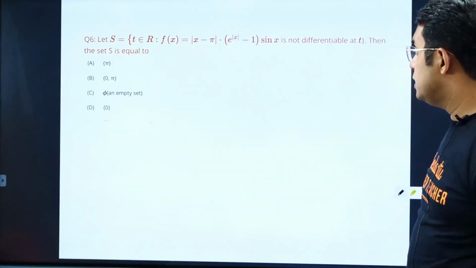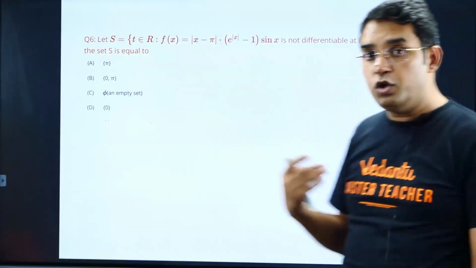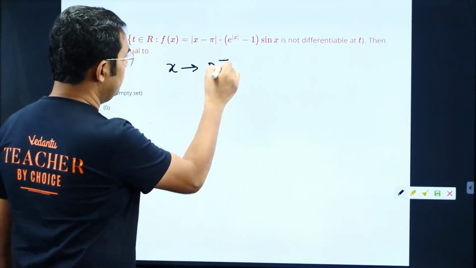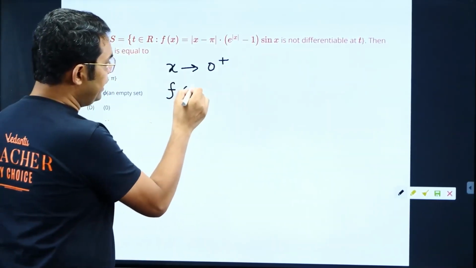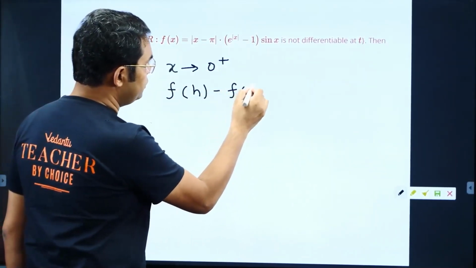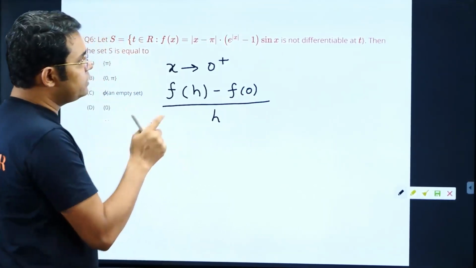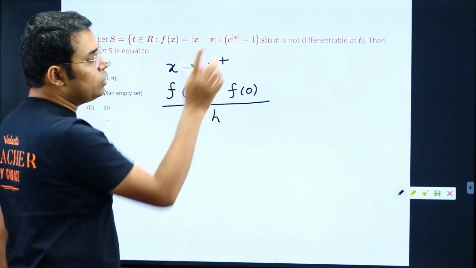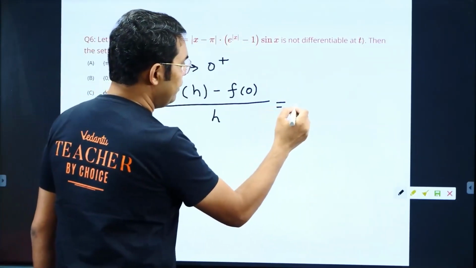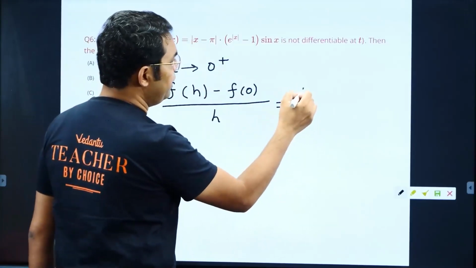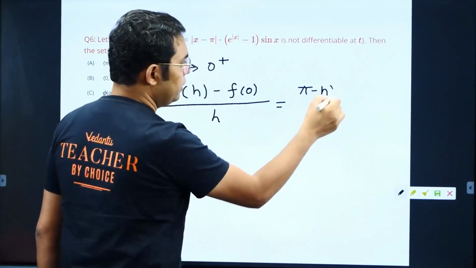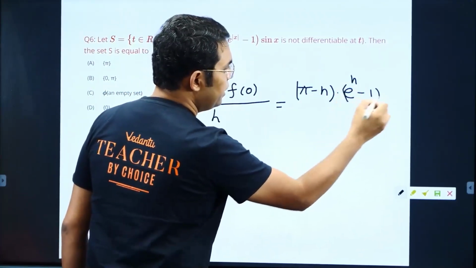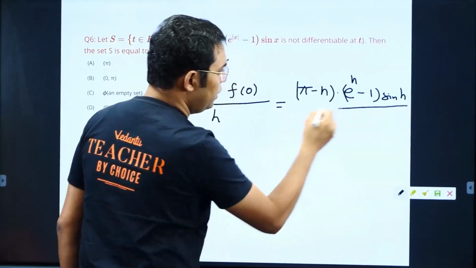Okay, now similar to this, let us do it for 0 also. Suppose I have to do it for x equal to 0 plus. Then what will be the derivative? I think f(h) minus f(0) upon h. At 0 the value of the function is 0 because sin 0 is 0, and also e power 0 minus 1 is 0. So what will this be? It will be f(h), meaning pi minus h after opening this mod, and then e raised to the power h minus 1 into sin h, whole divided by h.